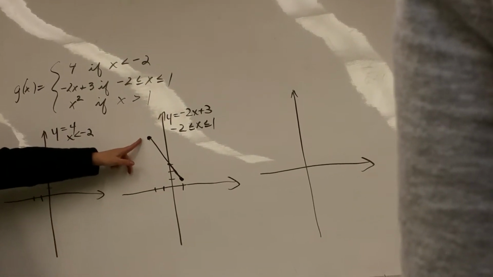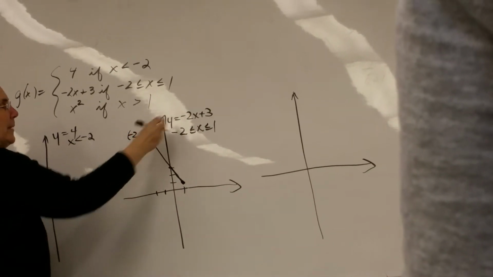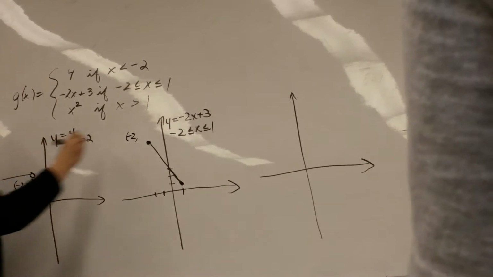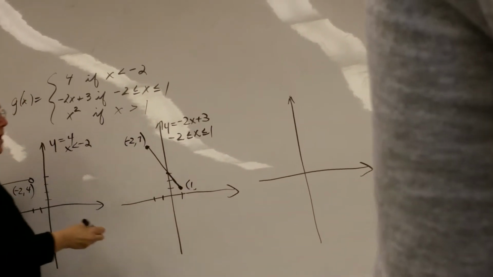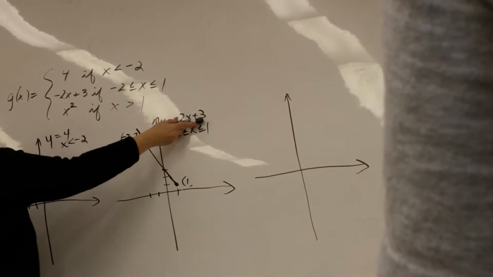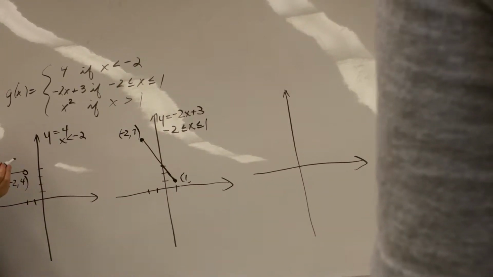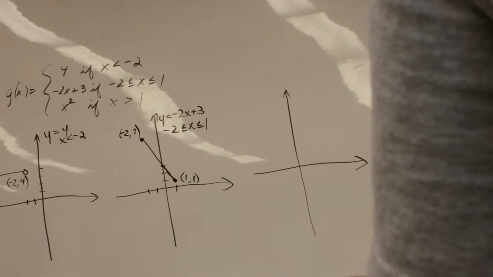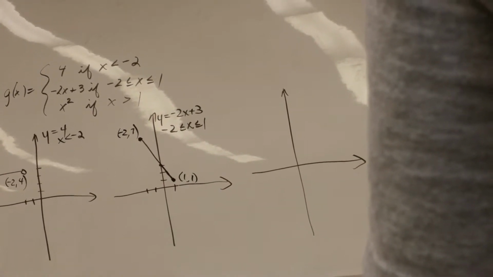At the left end, what is that point? So at the left end, we're at -2. If I plug in -2, 7. And at the right end, we're at 1. If I plug in 1, what do we get? 1. So it's that piece of the line that goes from -2, 7 to 1, 1.